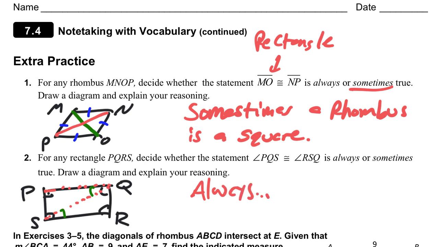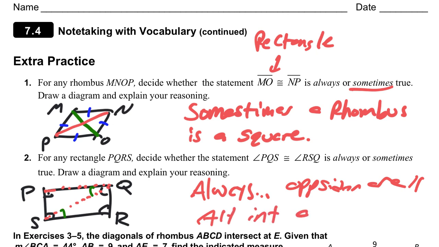The reason why is because we have a parallelogram, so we know that opposite sides are parallel. And then what happens is this diagonal is a transversal, which creates the two angles congruent because of alternate interior angles.